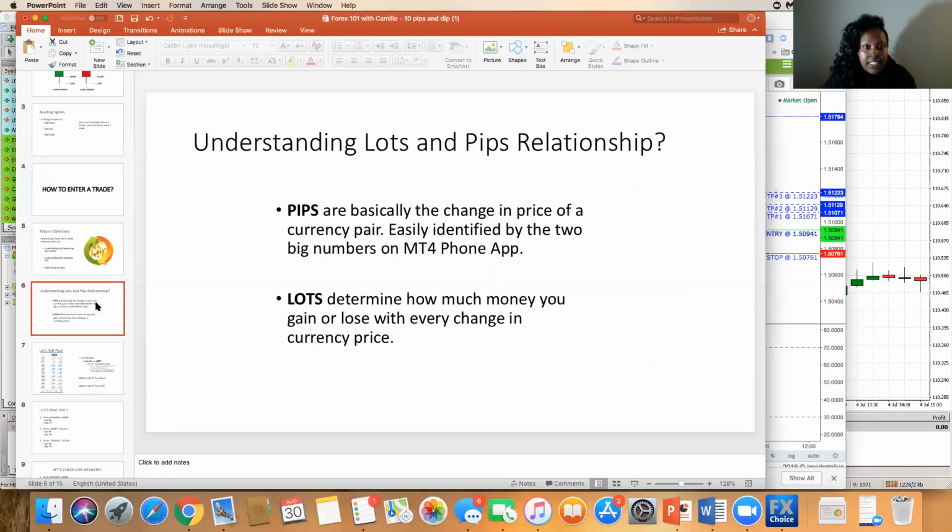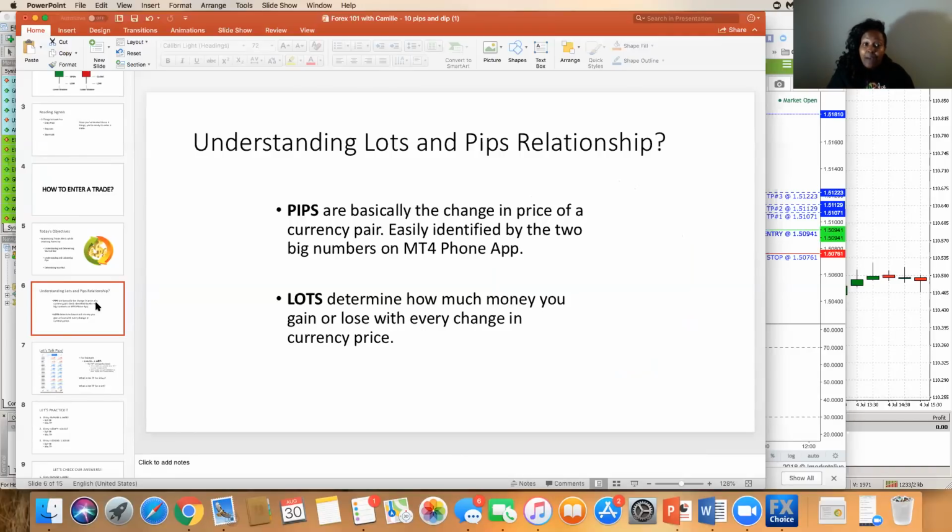Basically, one of the keys is understanding the lot to pip relationship. Pips are a change in price of a currency pair. It's the smallest unit by which a price can change. It's easily identified by the two big numbers on your MetaTrader 4 app. I'll show you that on the next screen.